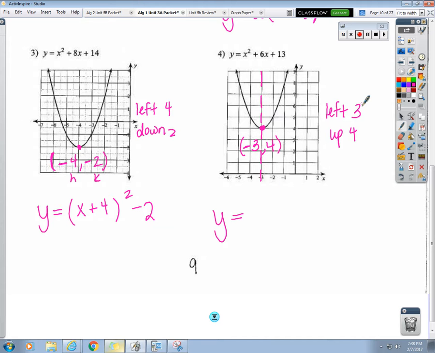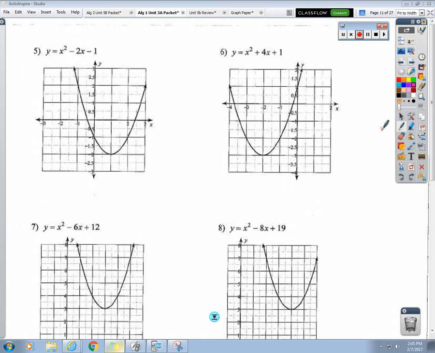Now, to represent left 3 in our equation, you would write x plus 3, and it has to go in parentheses, and then you square it, because squaring it is what makes it that parabola, a U shape. If you don't square it, it'll be a straight line. And then plus 4. Okay, now I want you to take a few minutes and try the 6 questions on page 10 by yourself. Raise your hand if you want to tell me your equation.